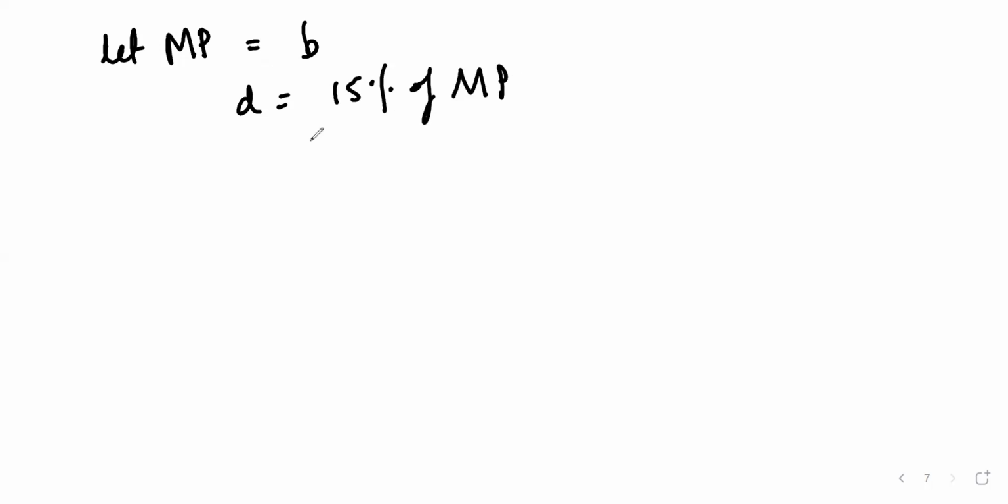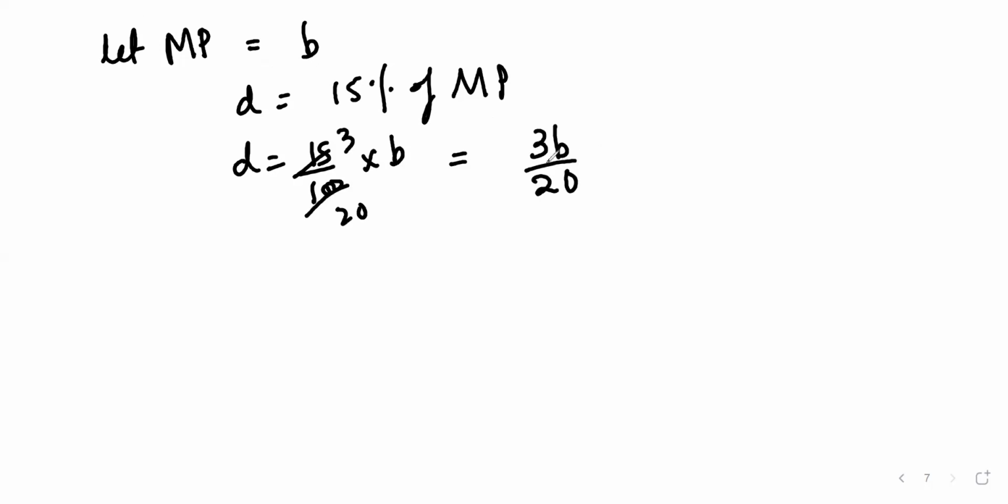Next, we have to find the mark price. Now I don't know the mark price also, but the discount percentage I know. So let the mark price be some B. So discount is what? 15% of mark price. Okay. So discount is 15% of mark price, which will be 15 upon 100 into B. We'll do that. 5 threes are 15, 5 twenties are 100. So remember, I made you write the factors of 10, 100, 1,000. So it's very important that you know. So discount will be 3 into B upon 20.